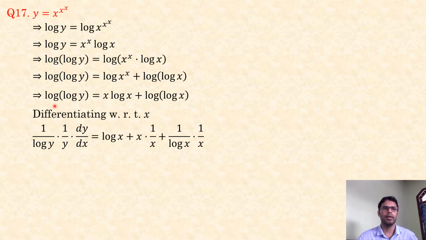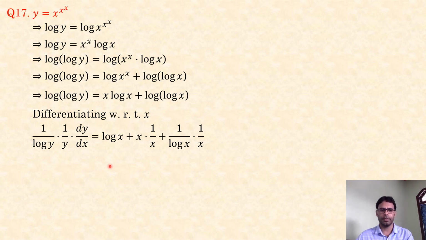By chain rule only, the first log differentiation is 1 by this term into, then this log differentiation 1 by y into, then y differentiation is dy/dx only, equals, this is a product, so the x derivative is 1, log x remaining same, plus x remaining same, log x derivative is 1 by x only, and this plus is this one, and here again taking the derivative for this log, the value is 1 by log x, then the derivative of log x is 1 by x only.